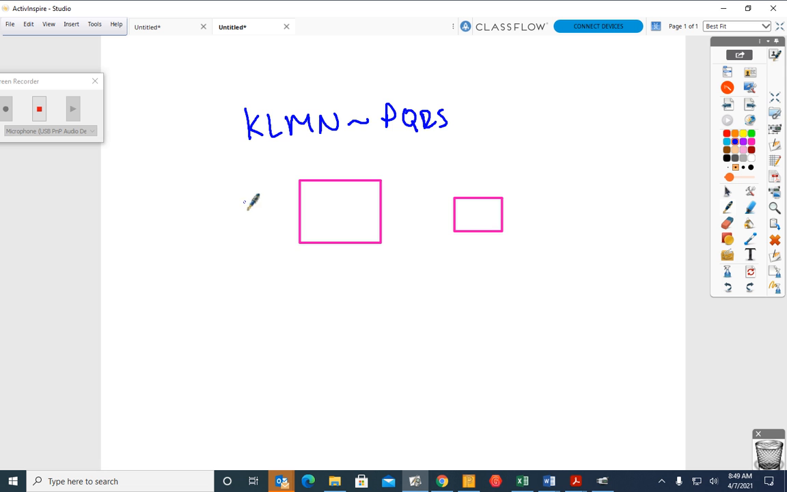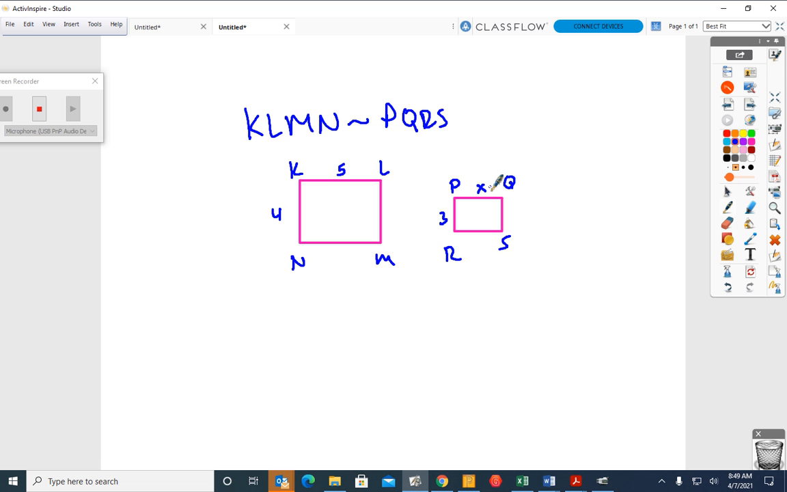Okay, so let's say that this is KLNM, and let's say this one is PQRS. Okay, and let's give this some measurements. Let's say this one is 4. Let's say this one is 5. Let's say this one is 3, and this one is X.